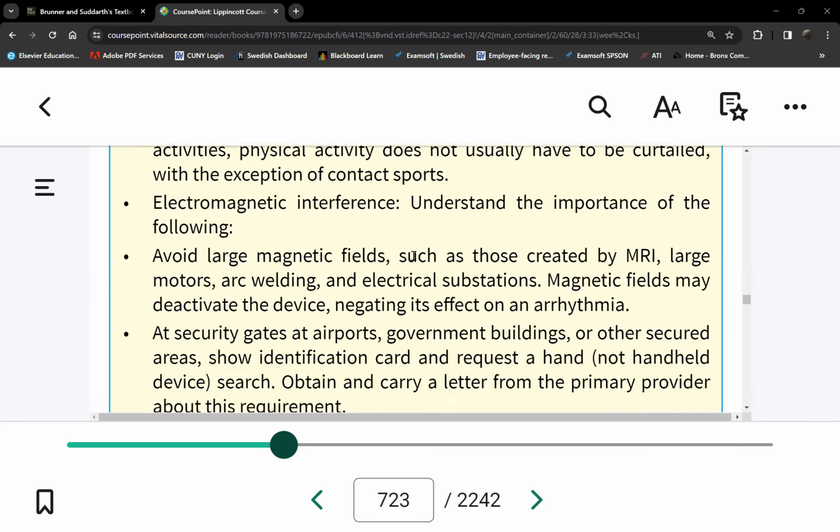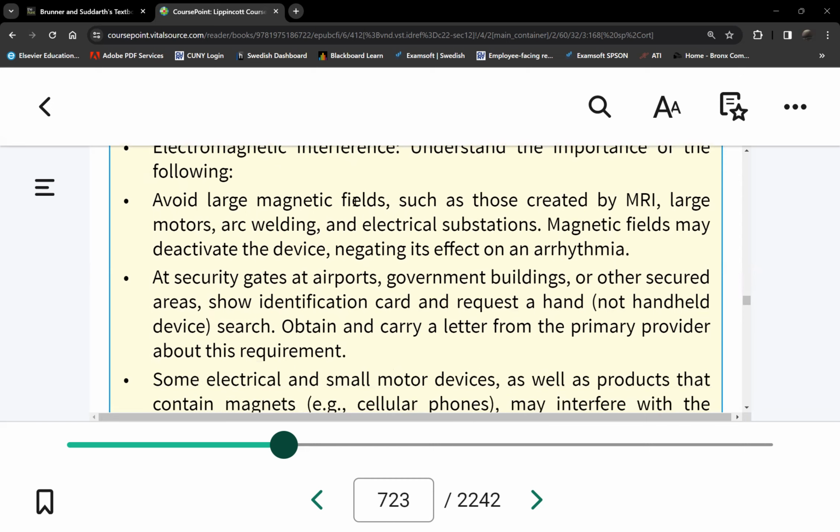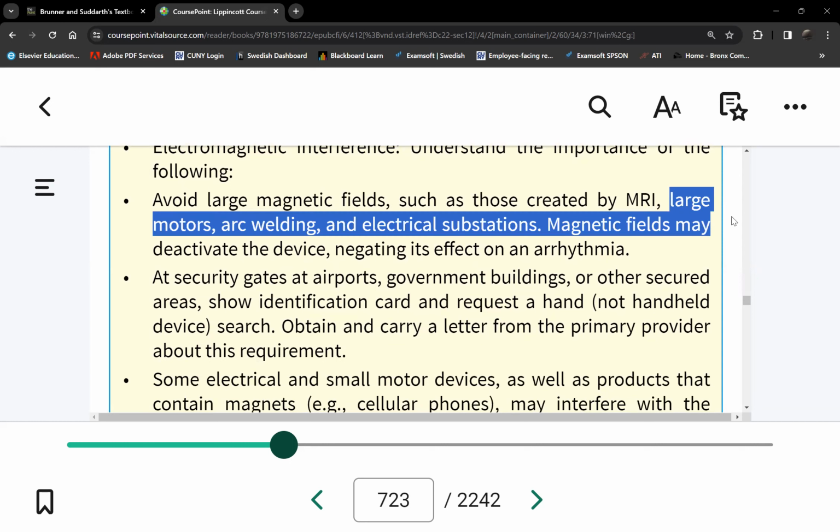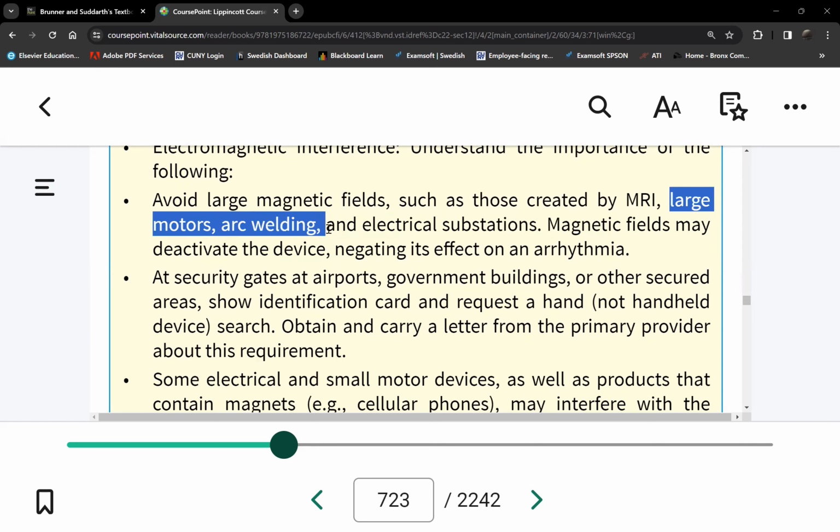Electromagnetic interference. Now, it's important to understand what equipment emits heavy EM fields, electromagnetic fields, okay? Obviously, MRI, large speakers. So if you ever go to a concert, don't be in the front row, okay? Because those large speakers have large magnets. Welding equipment, they're actually mentioned here. So large motors, arc welding.